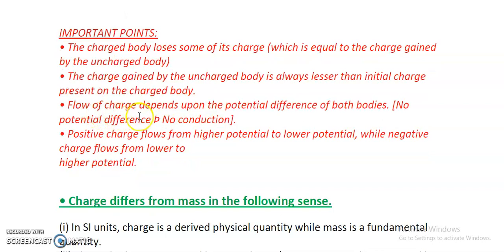Next point: flow of charge depends upon the potential difference of both the bodies. It means the charge always flows from higher potential to lower potential. To a little extent you have already studied this fact in class 10th also, but we will elaborate on it much more in the next chapter, electrostatic potential and capacitance. Here you just remember this point, that charges always flow from higher potential to lower potential, and their flow depends on the potential difference. How much is the potential difference between the two bodies?